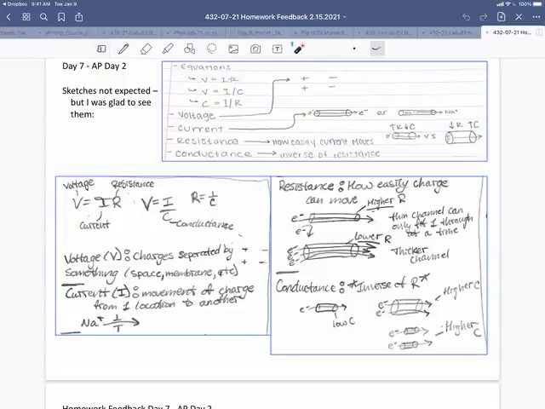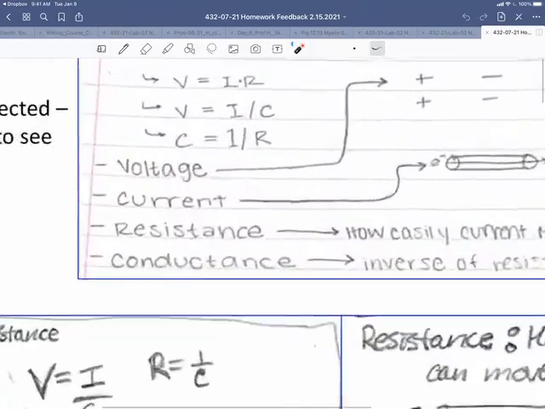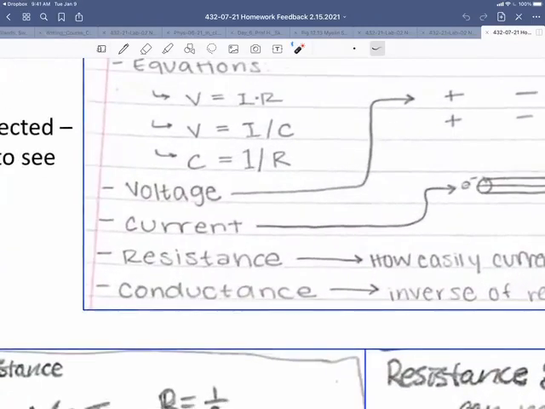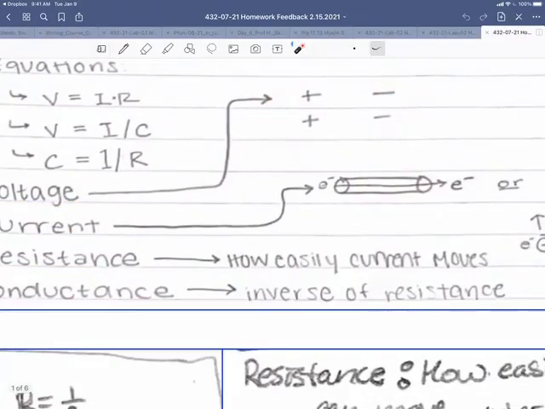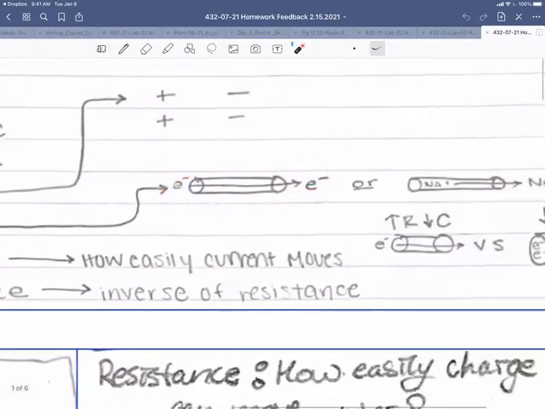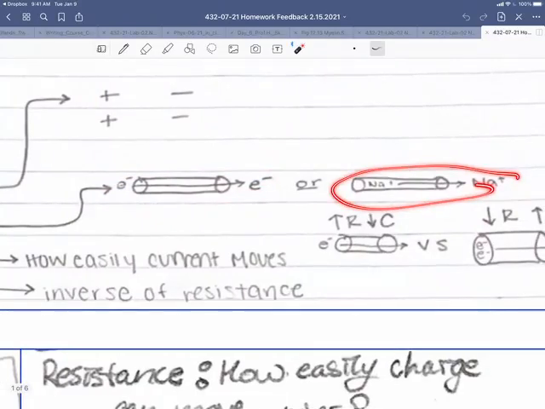In the homework, I did not ask for the equations video, but I was really pleased to see people were including them sometimes, clearly to keep them straight in their heads. So the equations, V equals IR, V equals I over C, and C equals IR, and then what are they? Voltage, current, resistance, conductance. Voltage being separation of charge, current being movement of charge, which could be ions as well as electrons.